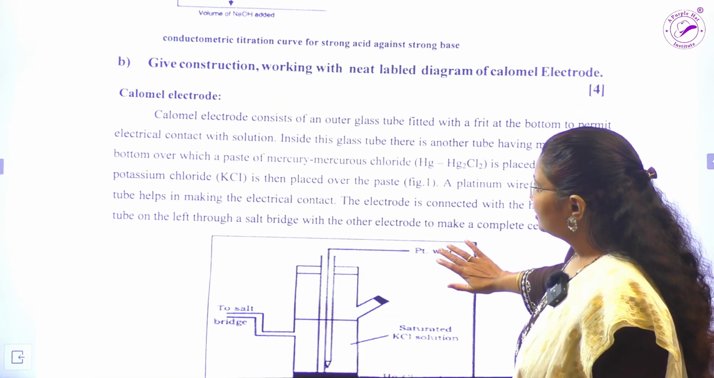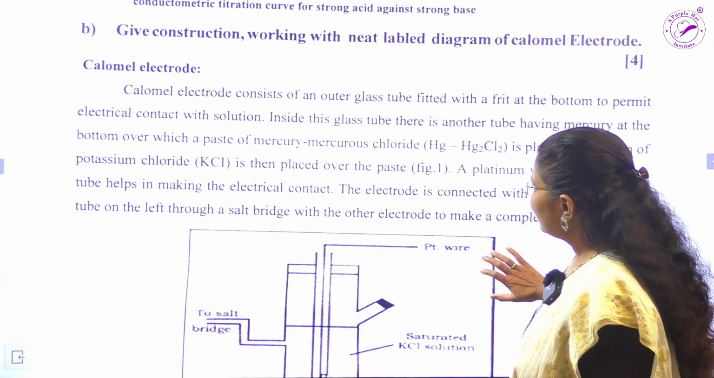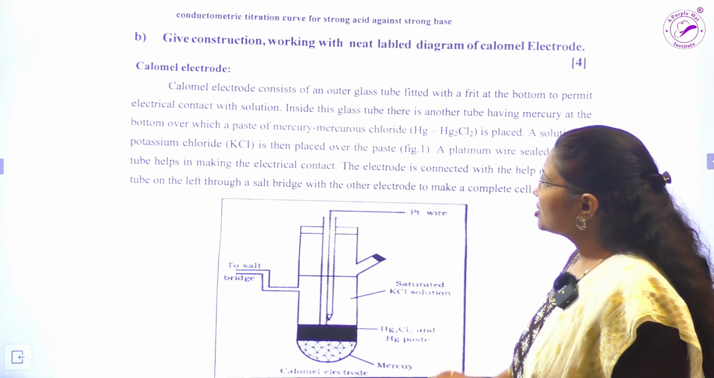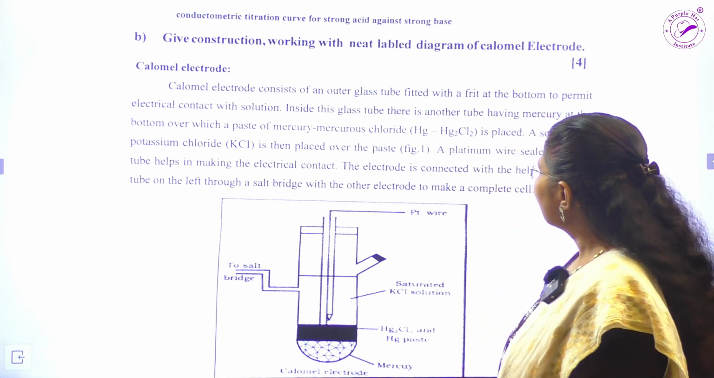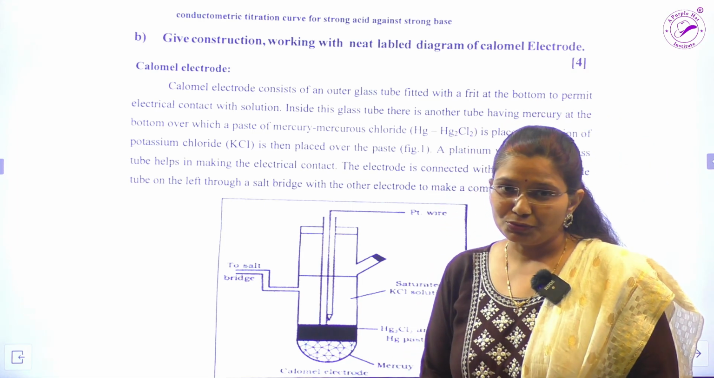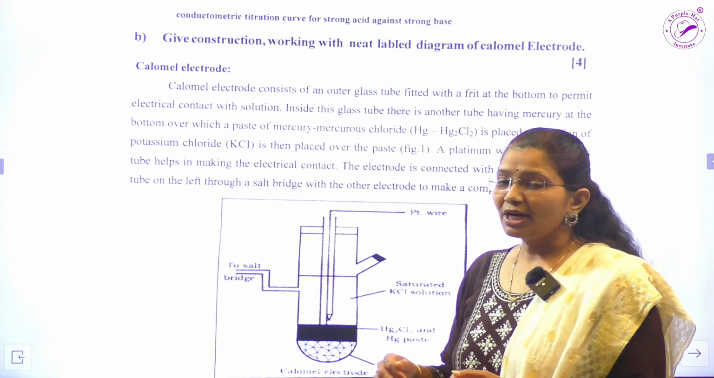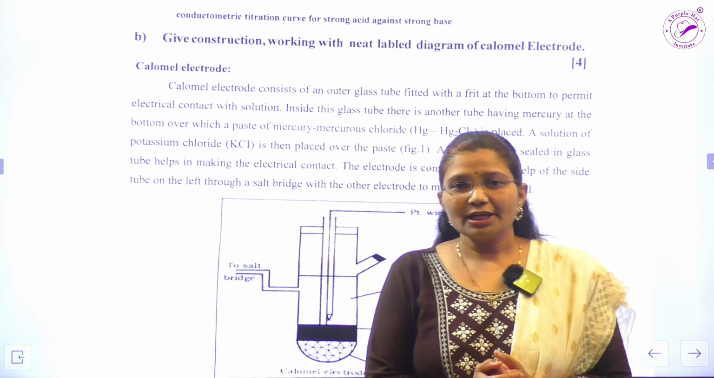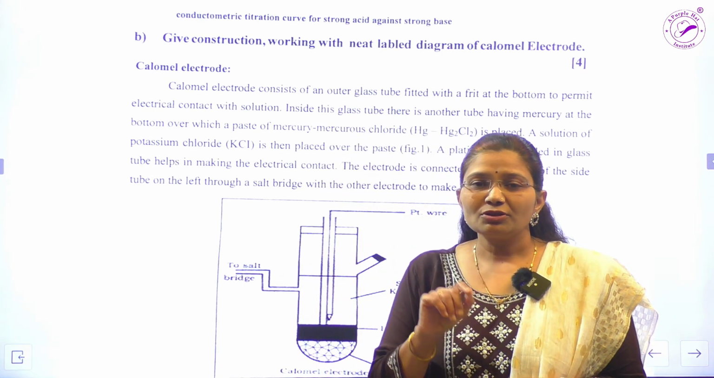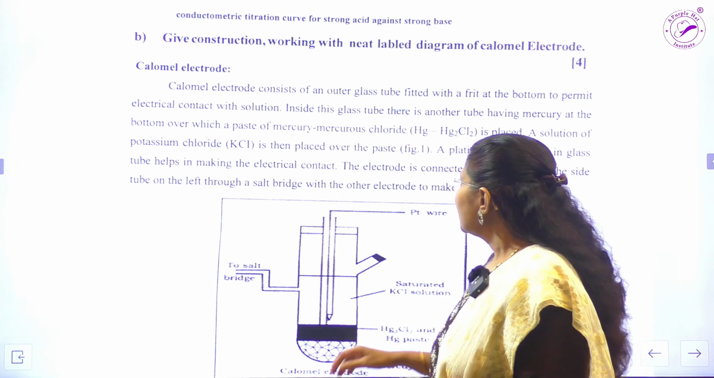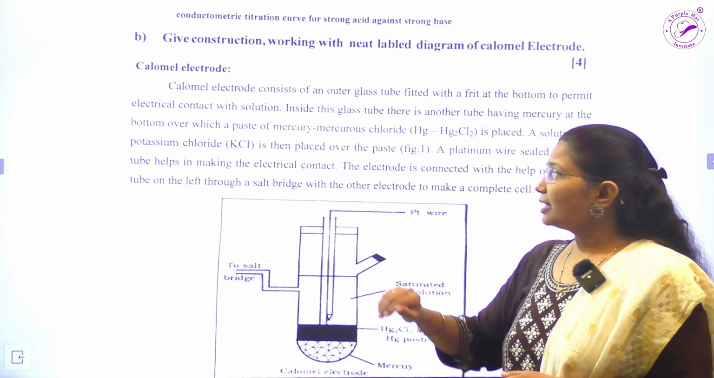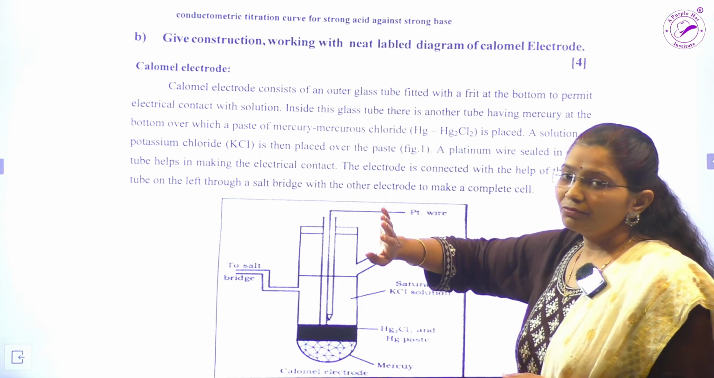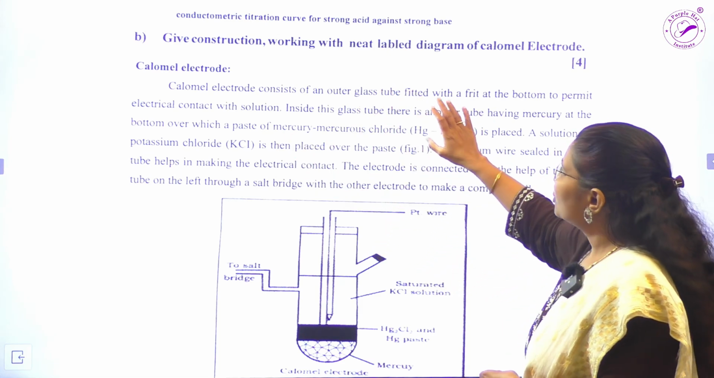Next question: give construction and working with a neat labelled diagram of the calomel electrode. Here you have to give the construction of the calomel electrode, then the working of the calomel electrode, and you have to draw the diagram also. This is for 4 marks. So the construction will be for 1 mark, working for 1 mark, and diagram for 2 marks.